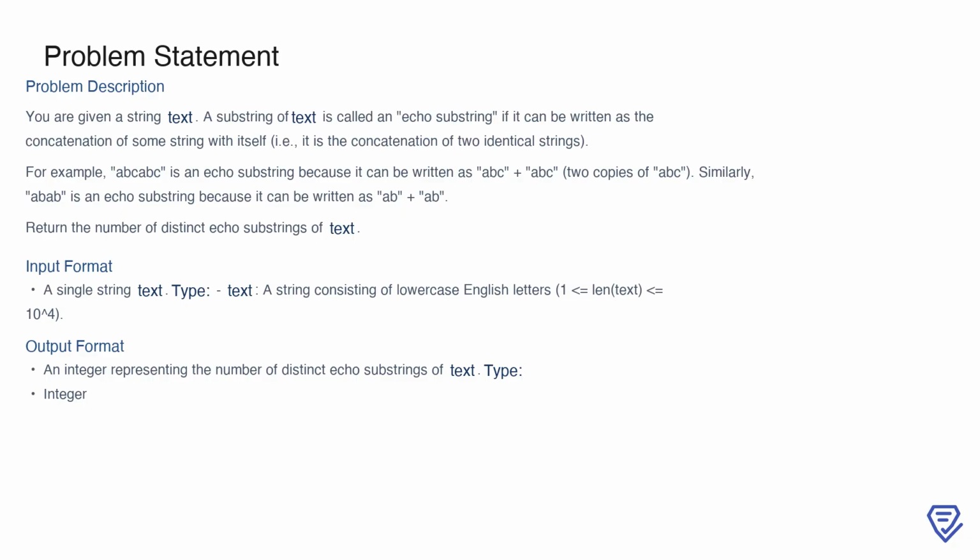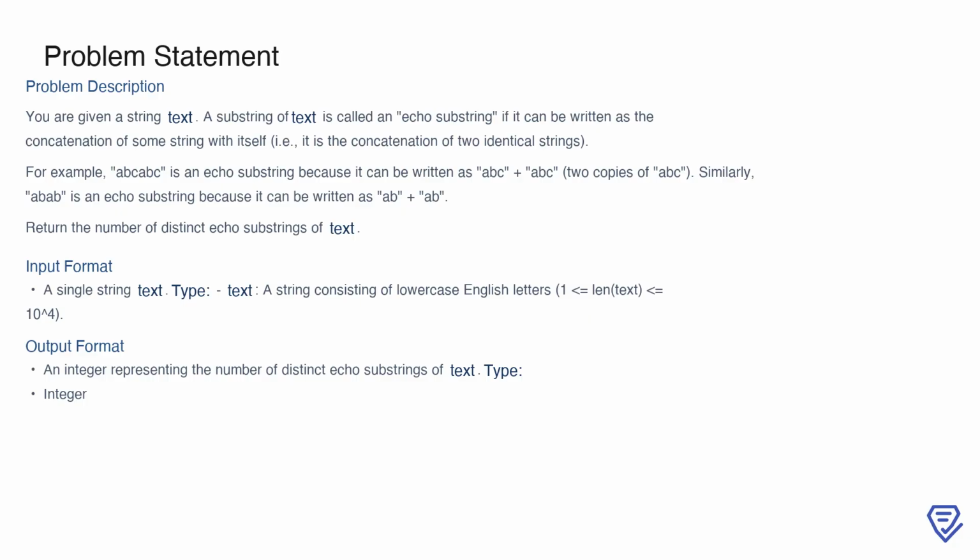number of distinct echo substrings within it. An echo substring is a substring that can be expressed as the concatenation of a string with itself. For example, the string abcabc is considered an echo substring because it can be written as abc followed by another abc. Similarly, the string abab is an echo substring because it can be expressed as ab concatenated with ab. What we need to return is the count of all the distinct echo substrings present in the input string.